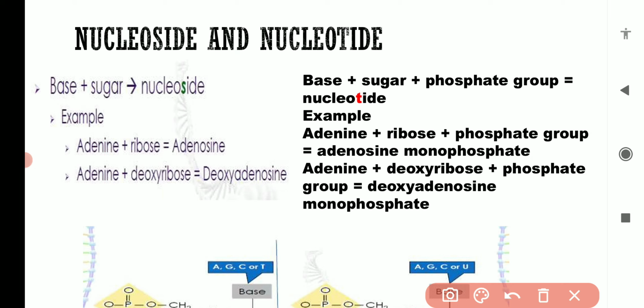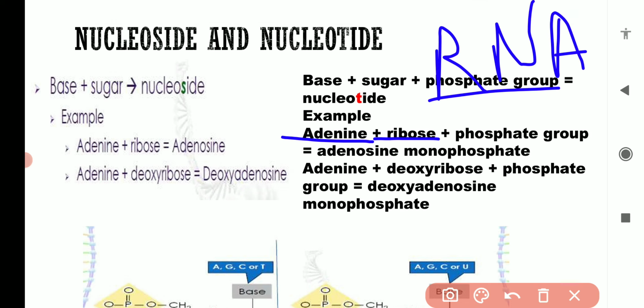Likewise in case of nucleotide, how will we give the name? If adenine nitrogenous base is present with ribose sugar, meaning in case of RNA, we are talking about naming in RNA, and a phosphate group is present, then it is known as adenosine monophosphate. Mono means a single phosphate group is present. Adenosine monophosphate, okay, it is the nucleotide name in the RNA.